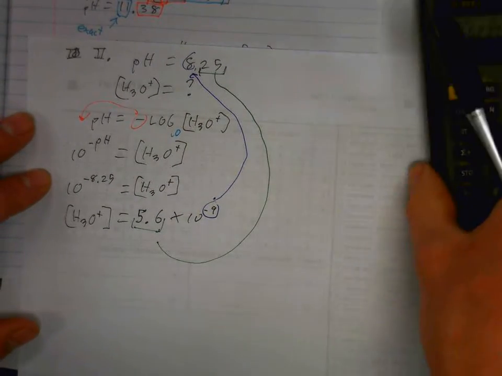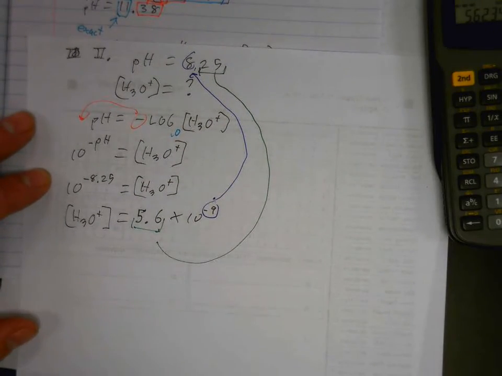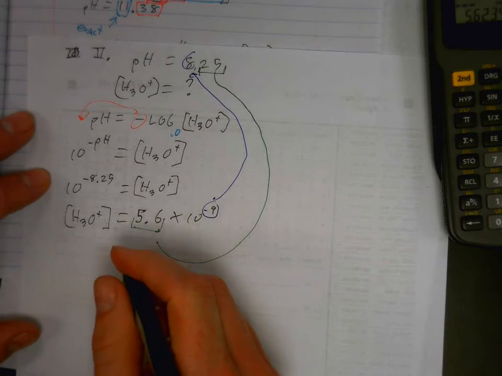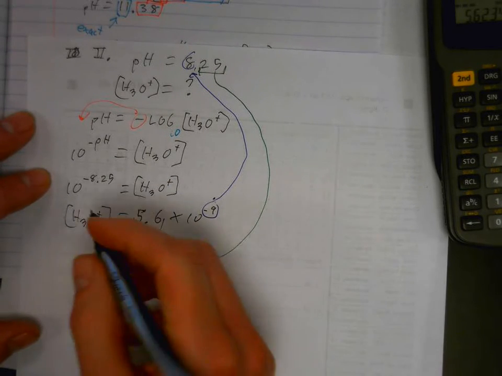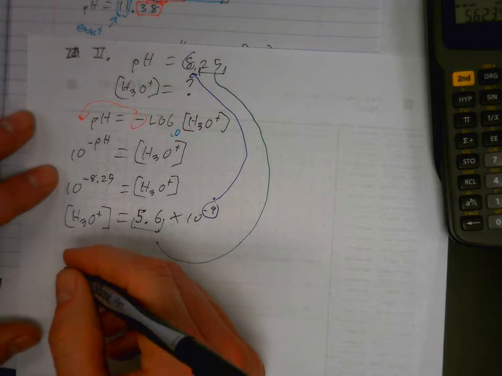Let's try this other example as well. What if we had a pH of 9.5?